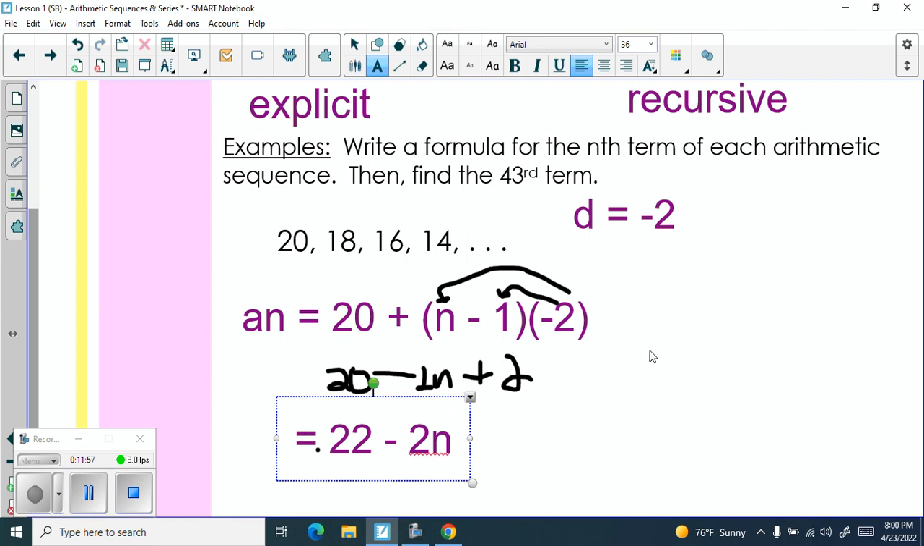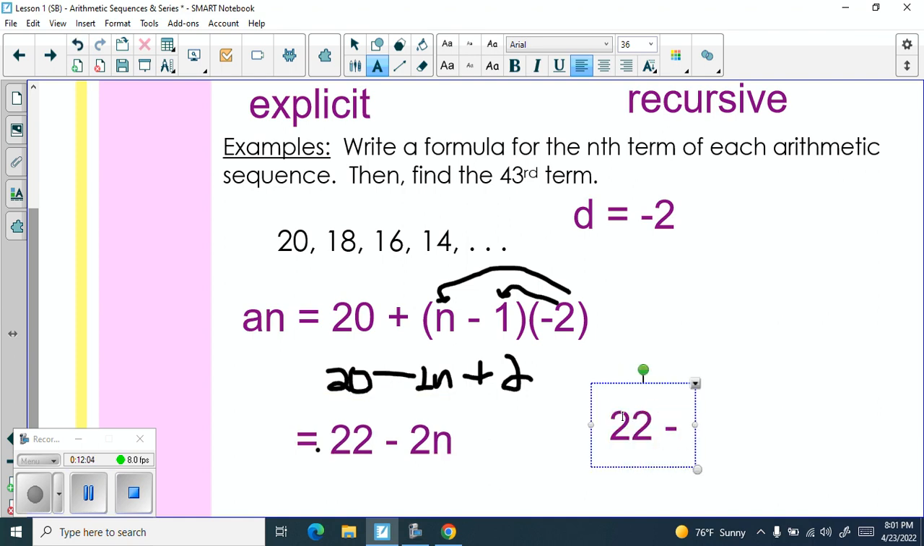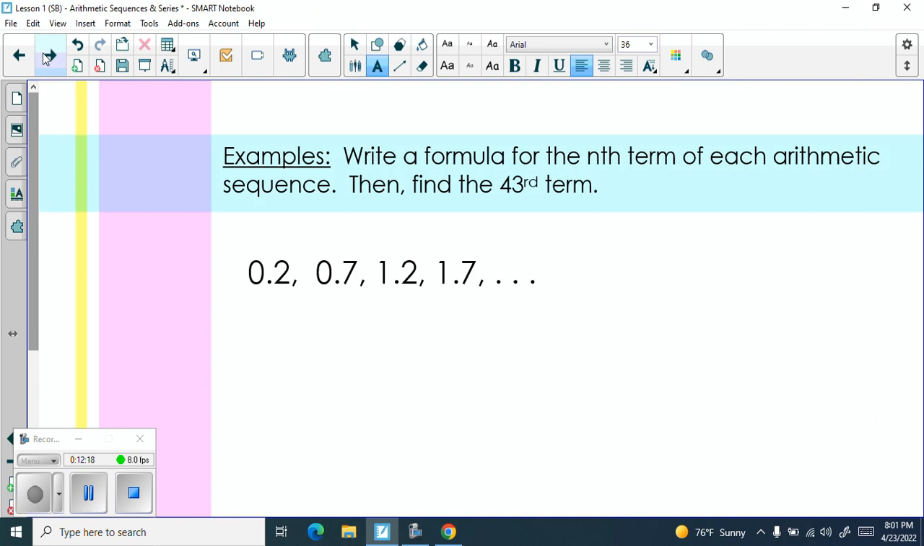Now to find our 43rd term, we would just have to plug in 43 where we see the n. So 22 minus 2 times 43. 2 times 43, of course, is 86. So 22 minus 86 gets me an answer of -64 for the 43rd term.